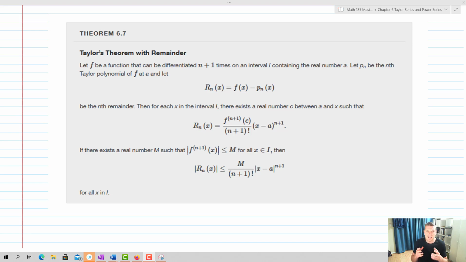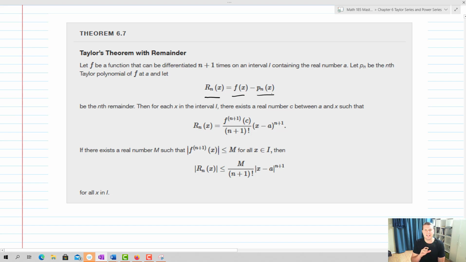So let f be a function that can be differentiated n plus 1 times on an interval I containing the real number a. Then we're going to let Pn be the nth Taylor polynomial of f at a, and let Rn of x equal f of x minus Pn of x. So basically what we're saying right here is we're going to have this remainder. That's my error. That's the amount left over. That's the difference between the function and my Taylor polynomial. And so that's going to be the nth remainder.